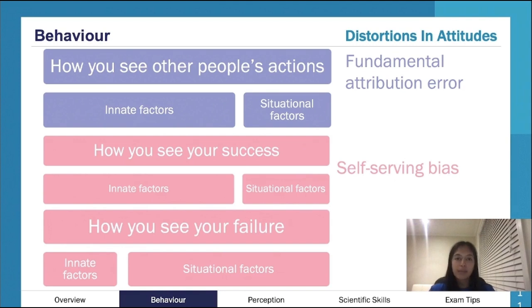Whereas when we fail something, we'll say, oh, it's because the resources I used were really bad, or my teacher is really bad, or something like this. As opposed to, oh, maybe I didn't work hard enough, or maybe I was lazy. That's the idea of self-serving bias. We're always prioritizing ourselves. Whereas in other people, we tend to see particularly their faults as something that's really due to their personality. But for us, it's the other way around.